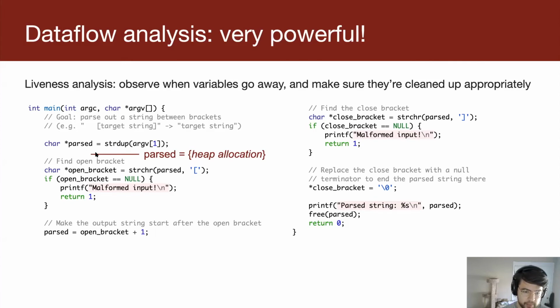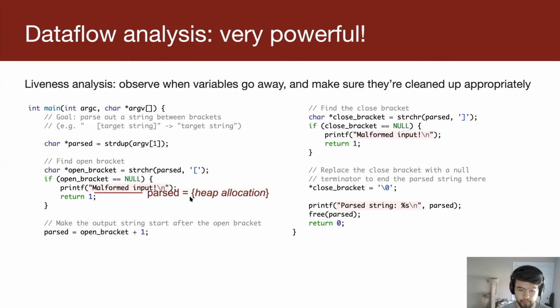We say that, okay, at this point, parsed is a pointer to a heap allocation. And so if we go into this if statement, parsed is still pointing to a heap allocation. And if we hit this return, then you're like, hey, wait a second, we reached the end here. We're leaving. Parsed is no longer live. This variable is about to go out of scope, but it's still a heap allocation. It's still pointing to a variable on the heap, and you didn't free it, so that's a problem.